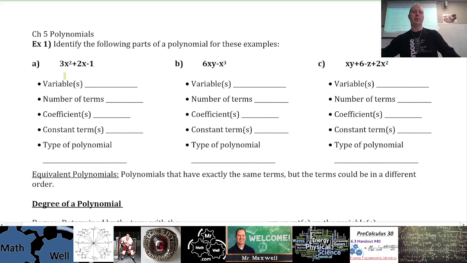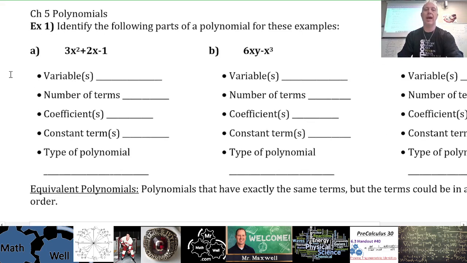What is the variable or variables that you see in this polynomial? Just shout it out if you have an answer. Go ahead. X, right. Now, any letters that are in any of the terms, those are the variables. So there might be more than 1. So x is the variable that we see. Perfect.